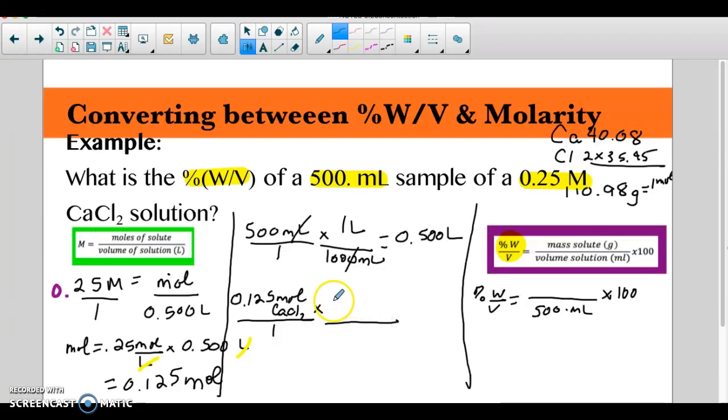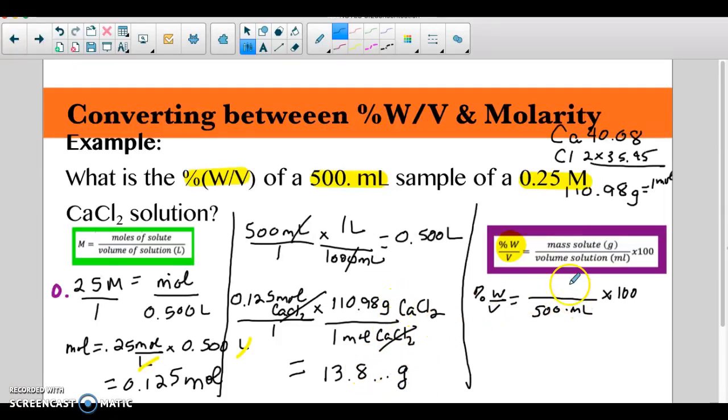So I'm going to put the grams on top and my mole on the bottom. I'm going to put in calcium chloride just so everyone knows that that's what we're doing. And those cancel, so I end up with my grams. This is where I'm not going to round yet. I'll round later, but I get about 13.8 grams.